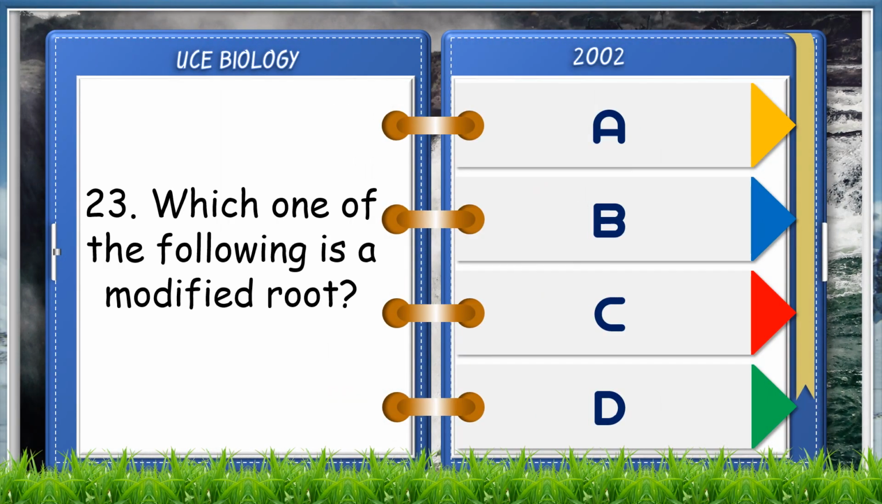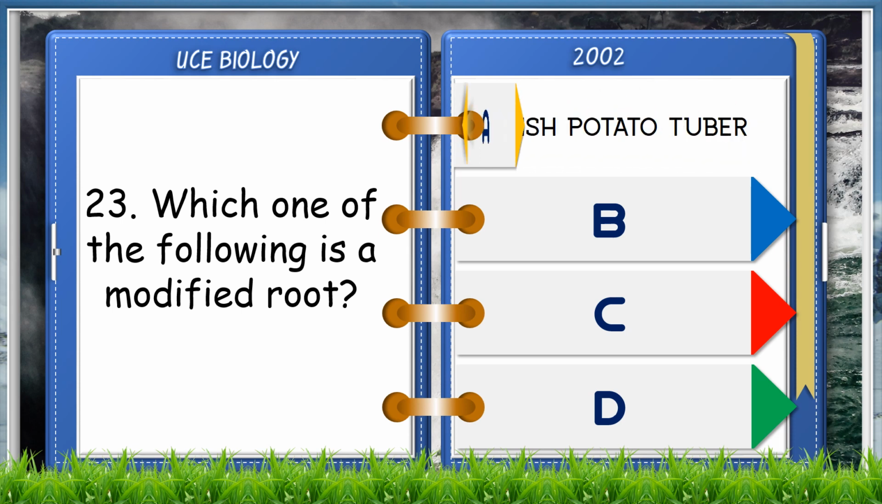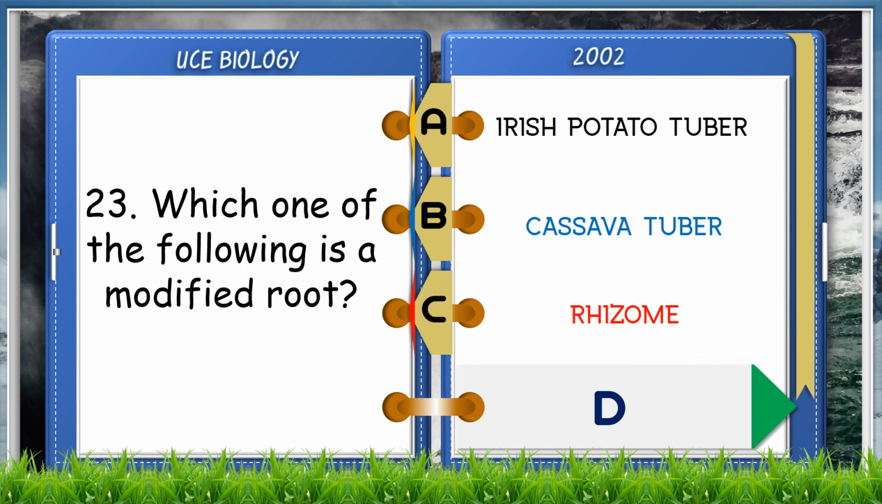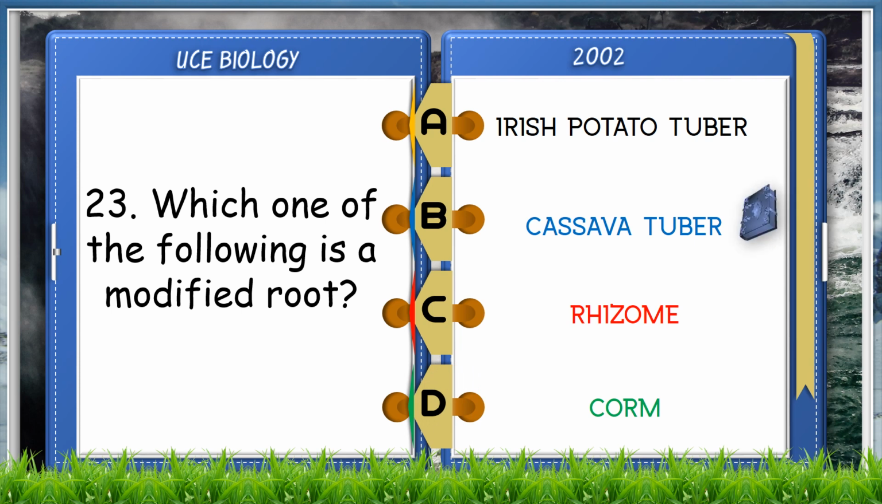Which one of the following is a modified root? A. Irish potato tuber. B. Cassava tuber. C. Rhizome. D. Corm. The answer is B. Cassava tuber.